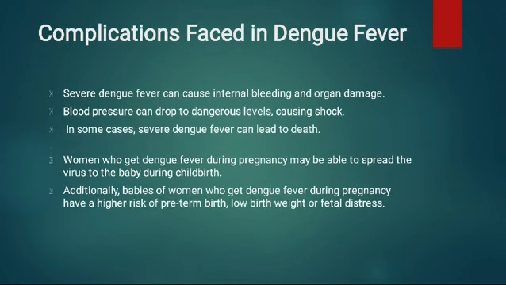Complications faced in dengue fever. Severe dengue fever can cause internal bleeding and organ damage. Blood pressure can drop to dangerous levels, causing shock. In some cases, severe dengue fever can lead to death. Women who get dengue fever during pregnancy may be able to spread the virus to the baby during childbirth. Additionally, babies of women who get dengue fever during pregnancy have a high risk of preterm birth, low birth weight, or fetal distress.